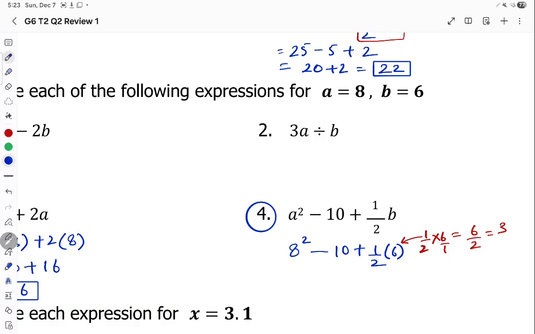So I'll replace that in my equation, and I have 8 to the power of 2 is 8 times 8, which is 64, minus 10 plus 3. Now again, following the PEMDAS rule, going from left to right, I have 64 minus 10 is 54, plus 3 is 57.